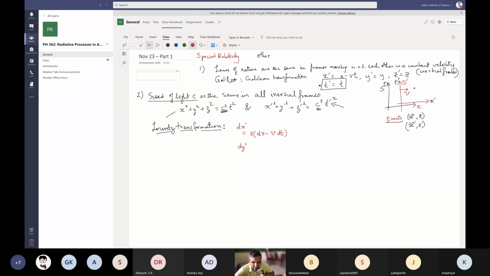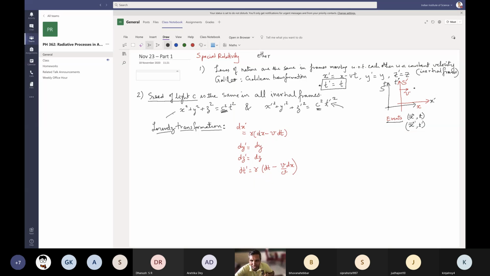So dy prime equals dy, dz prime equals dz, and dt prime equals gamma times dt minus v dx by c squared. Right, so these are called Lorentz transformations. And these differentials are actually not required, because these are linear in x and t, so you don't really need a differential here, but this is how you generally write it.